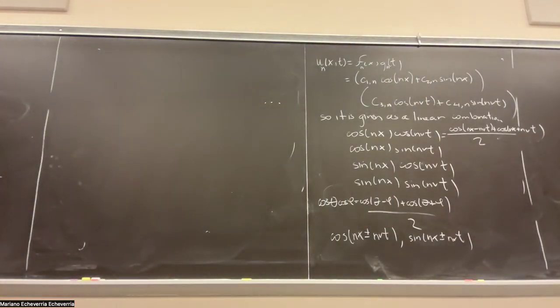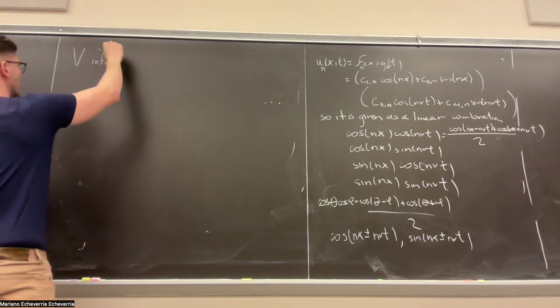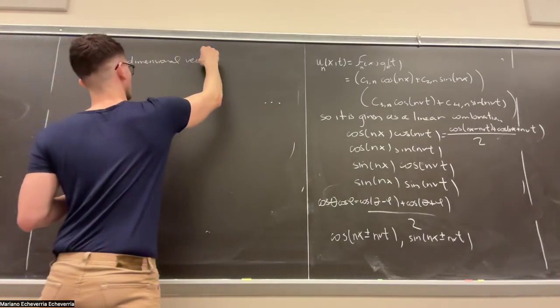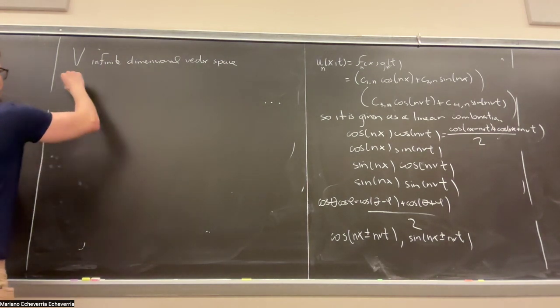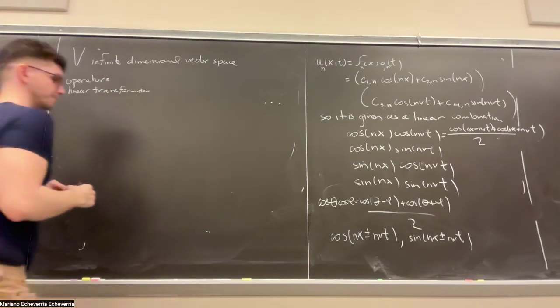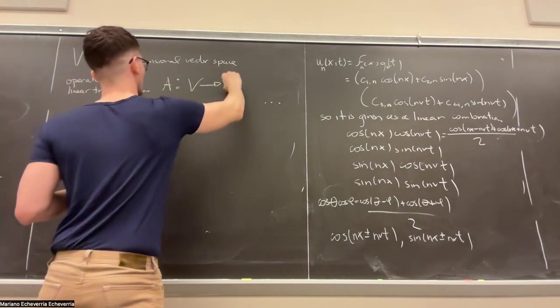I'll just do the two basic examples because that's all that we need. So, just to recap what we have had so far, we had an infinite dimensional vector space, right? And one of the things we have been considering are operators, or linear transformations, I should call them, because that's what we have been doing. Those are linear maps of V to itself.